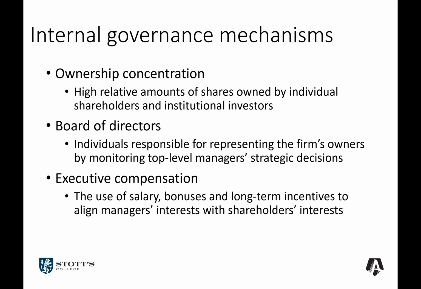Broadly, when there's a relatively high amount of shares owned by an individual shareholder or individual investor, or investor institutions, that means that they have some level of ownership concentration. So Rupert Murdoch's family, which only owns 30%, but they own a significantly higher percentage than 30% of the voting shares of News Corp. That's a concentrated ownership.